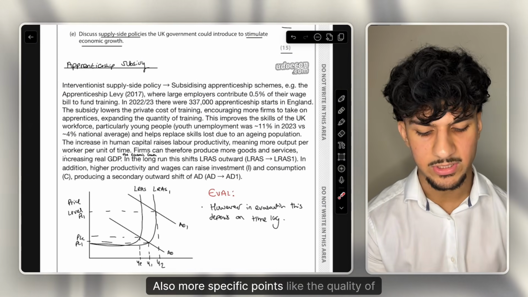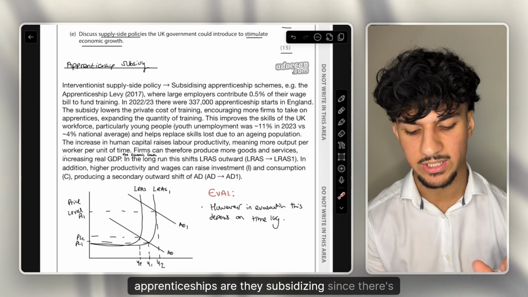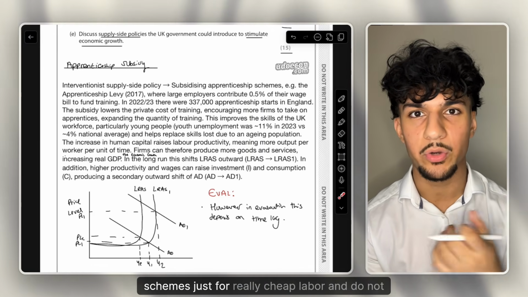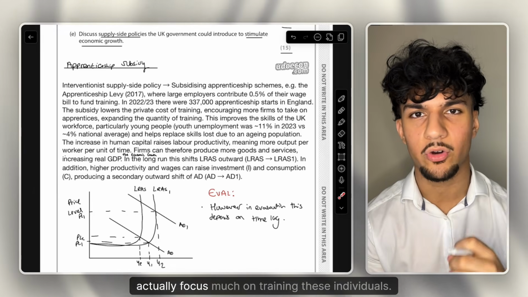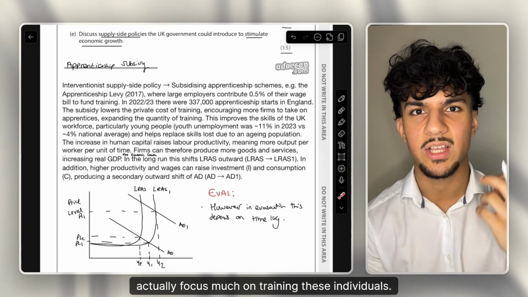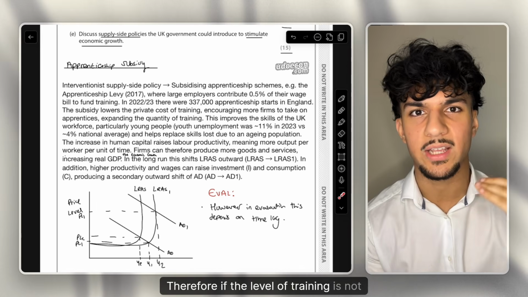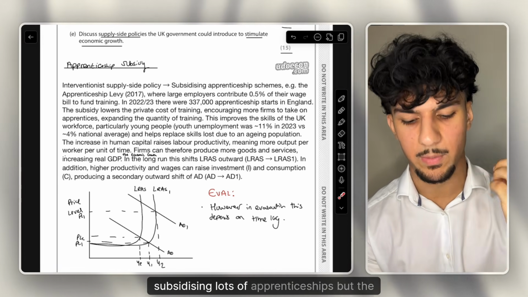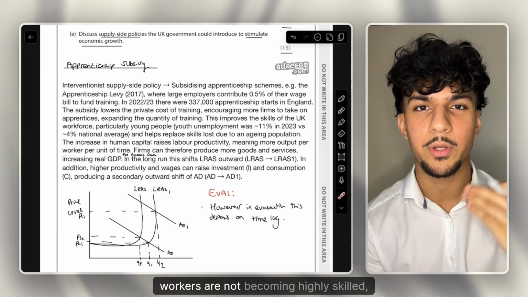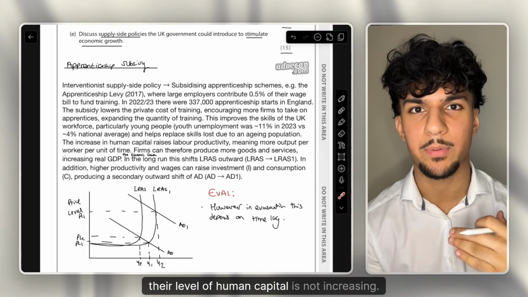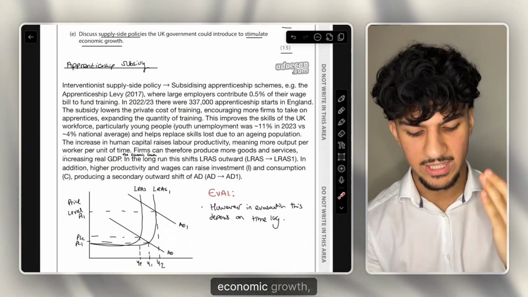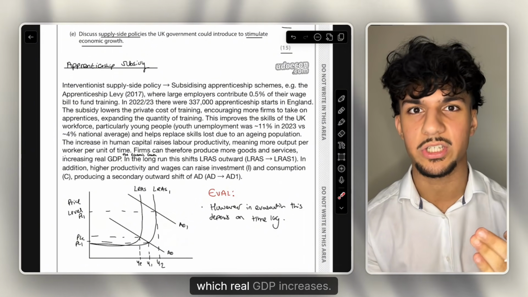Also, more specific points like the quality of apprenticeships that they're subsidising, since there are lots of employers who use apprenticeship schemes just for really cheap labour and do not actually focus much on training these individuals. Therefore, if the level of training is not satisfactory or not high enough, yes, the government are subsidising lots of apprenticeships, but the workers are not becoming highly skilled, their level of human capital is not increasing, thus limiting the degree to which economic growth, real GDP, increases.